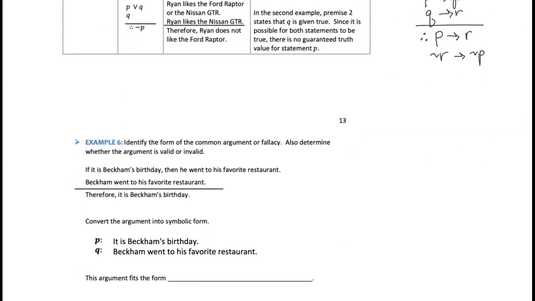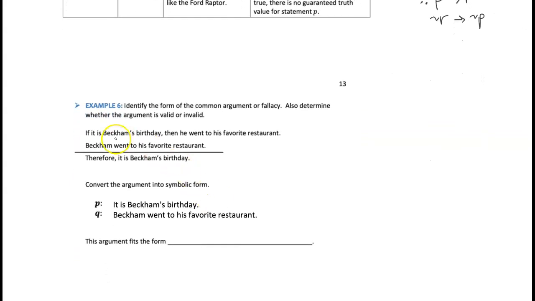Let's take a look at example 6. If we're given an argument, let's convert it into symbolic notation and determine what form it takes. If it is Beckham's birthday, that would be our statement P, then that implies he went to his favorite restaurant, and that is statement Q. The second premise statement confirms that Beckham went to his favorite restaurant. That would be statement Q.